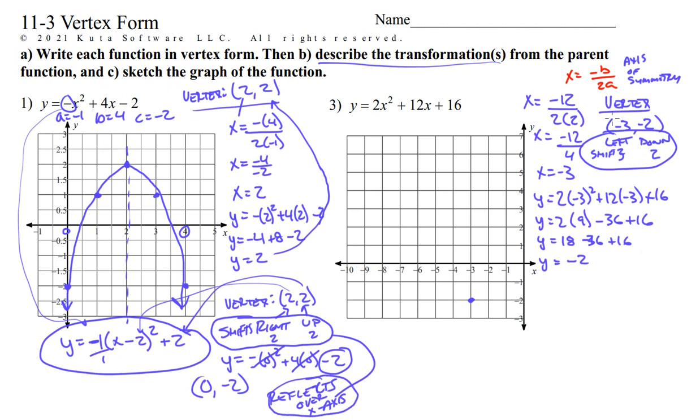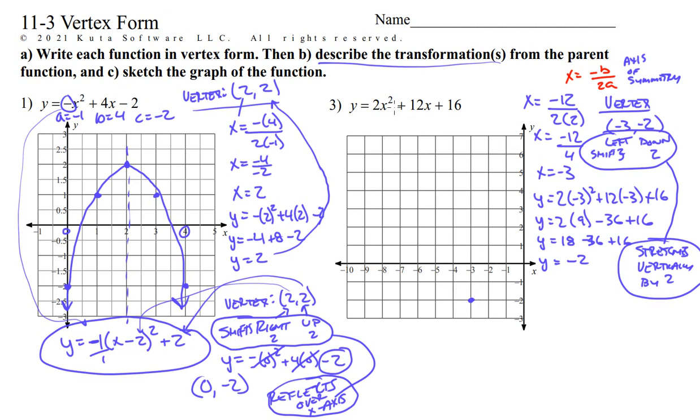Okay, so on this one here, it shifts to the left 3, it shifts down 2, and then also, since there's a 2 out front, that means it stretches vertically by a factor of 2. So that also is included in our describe the transformation. Okay? And then, let's see, so we've got our vertex, and now our last part is just to sketch the graph.